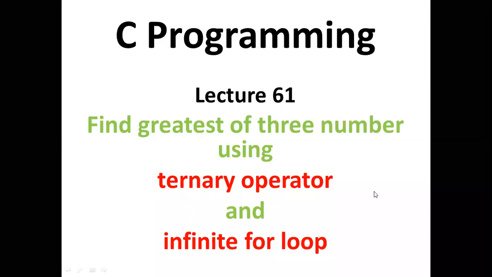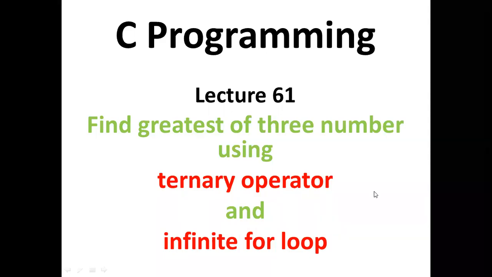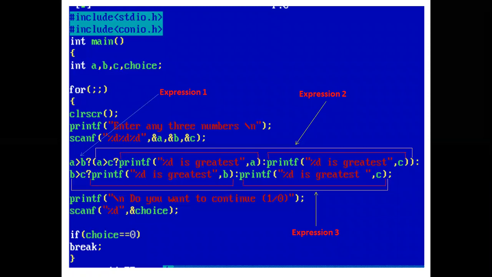Hello students, in today's lecture we will learn how to find the greatest of three numbers using the ternary operator and an infinite for loop. In the main function, we have declared four variables A, B, C and choice of type int. Now we have an infinite for loop: for, and then two semicolons, which means the condition in for is always true.